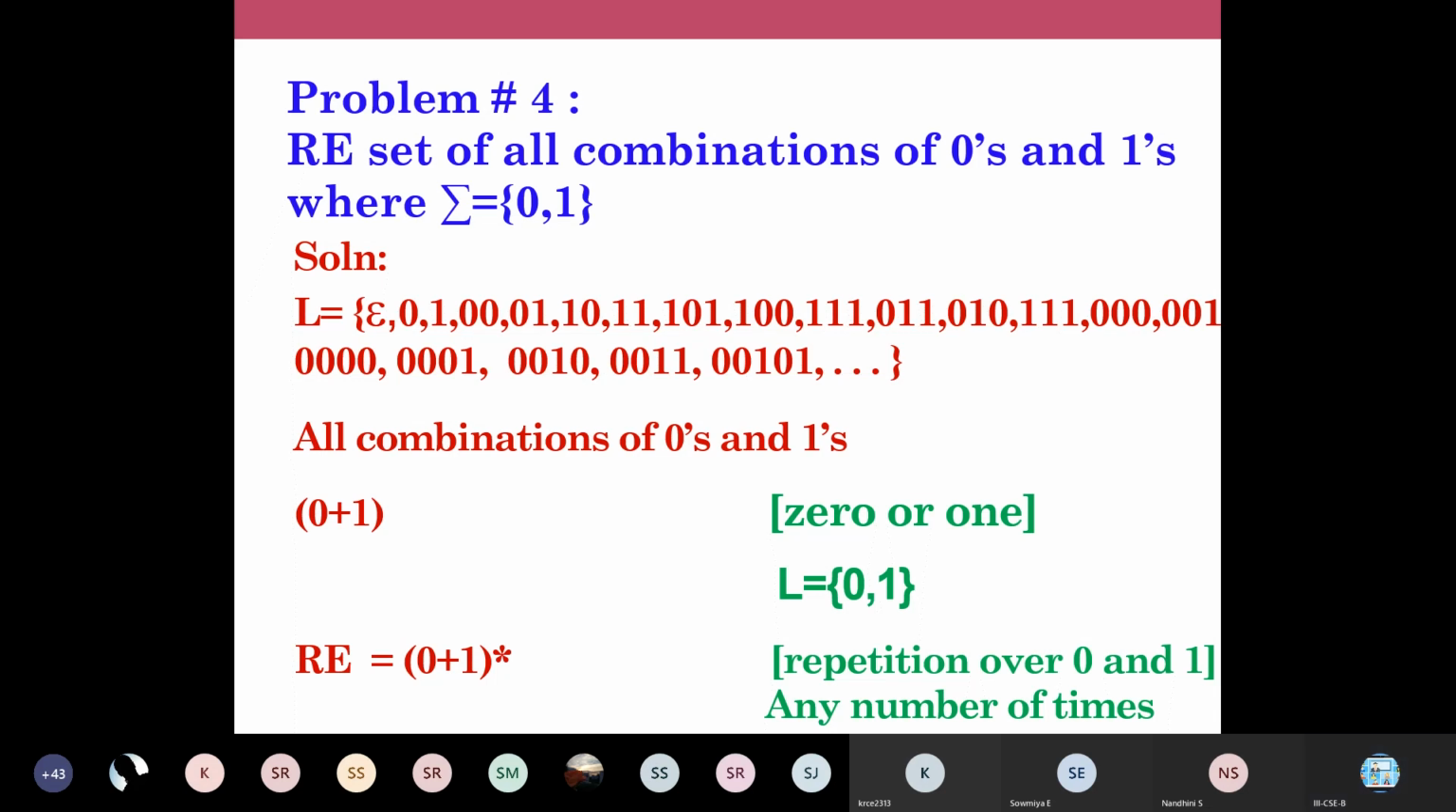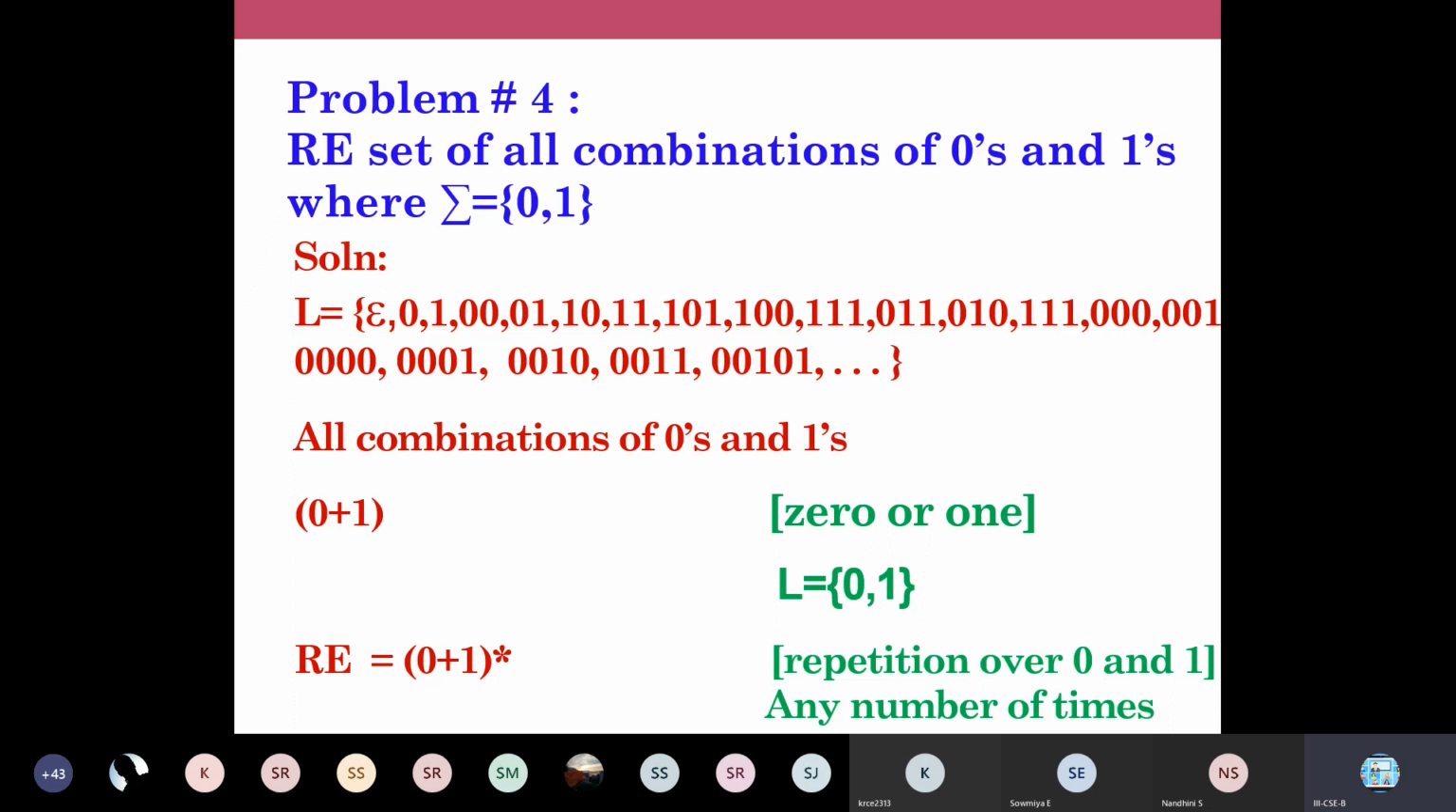Regular expression for the set of all combinations of zeros and ones, where your input alphabet is defined as 0, 1. Write down this question. So your input alphabet has two symbols, 0 and 1. So your language is going to have the set of all combinations of zeros and ones. It means that your language will have 0 or 1 and then 0 1, 1 0, 1 1, 0 0 and all possible combinations. You can define strings with any combination, and write it as a language.